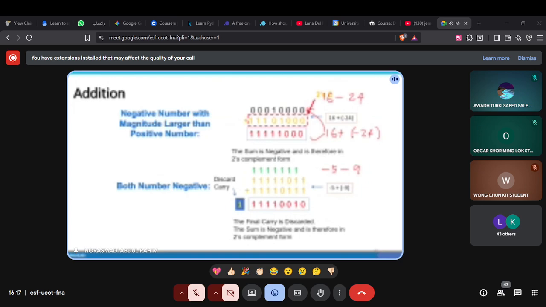Here also we change to minus 5 plus in bracket minus 9. So meaning that we want to do it in the addition method. But 5 is negative, 9 is also negative. So you need to transform both to the 2's complement. 5 in 2's complement, 9 also in 2's complement. After that, just apply add, and you will get the answer in the blue box here. Okay?